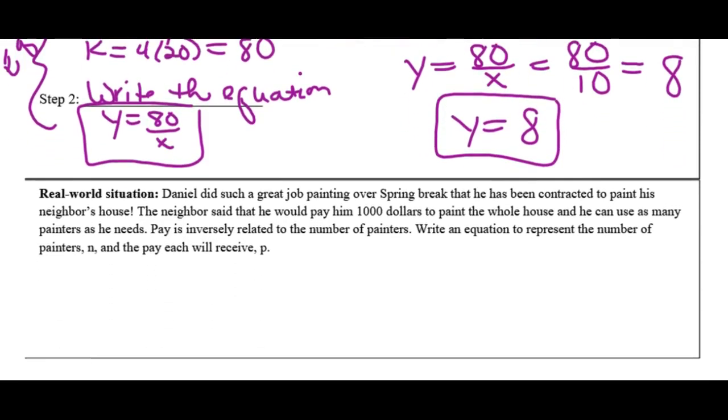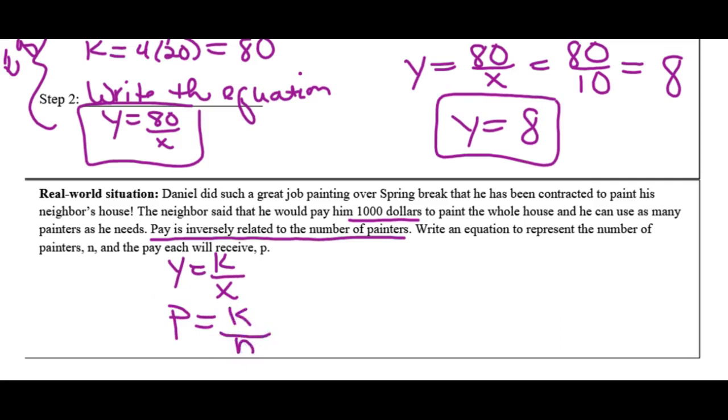Another real-world problem, but this time with inverse. It says Daniel did such a good job painting over spring break that he has been contracted to paint his neighbor's house. The neighbor said that he would pay him $1,000 to paint the whole house, and he can use as many painters as he wants. Pay is inversely related to the number of painters. So, just like we did with direct, we know that inverse has this equation, but we have different variables. So we have pay is inversely related to the number of painters.